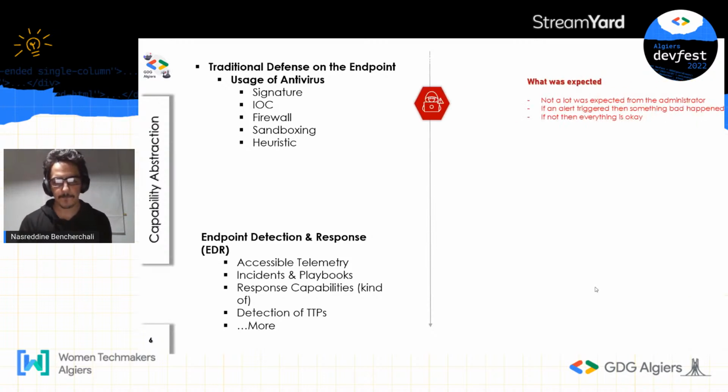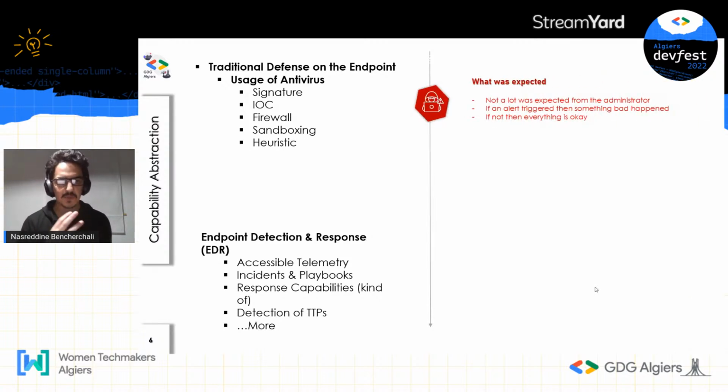So back in the day, the expectation of someone who manages this antivirus wasn't quite big. There wasn't much expected from the administrator. It was basically a signature triggering, and you get an alert. And if you don't get an alert, then everything is fine. So if an alert triggered, then something bad happened. If nothing happened, then everything is supposed to be okay.